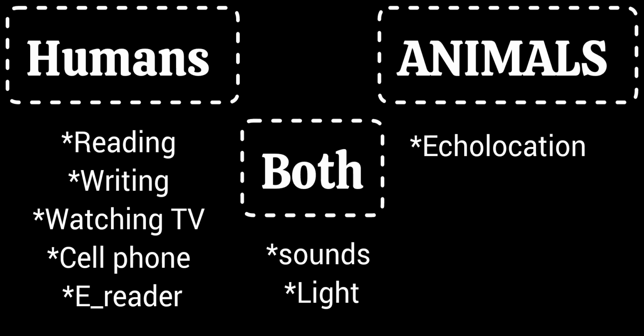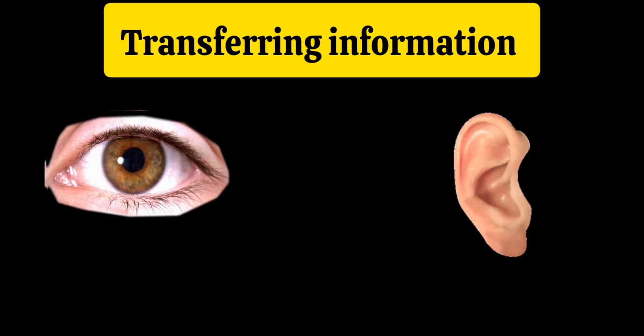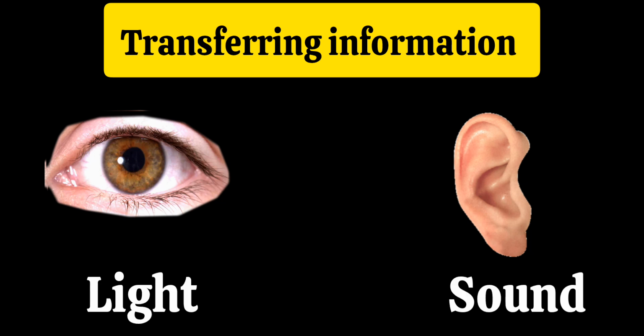Now let's study a new part, which is transferring information. Human senses are used to gather. What is the meaning of gather? Collect information from the environment by using what? Eyes or ears. Eyes to detect light energy, and ears to detect sound energy.